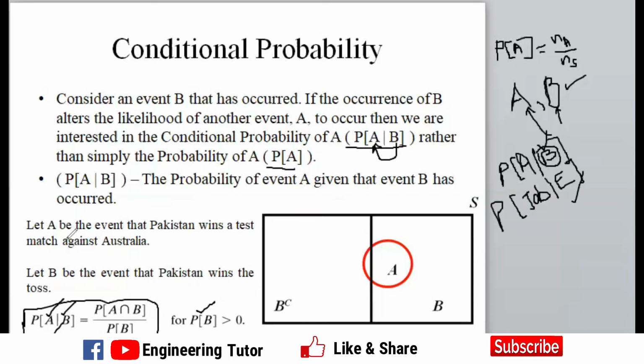But another example, which you will already be familiar with, is related to cricket. Let A be the event that Pakistan wins a test match against Australia. A is another event. A is the event that Pakistan will win.